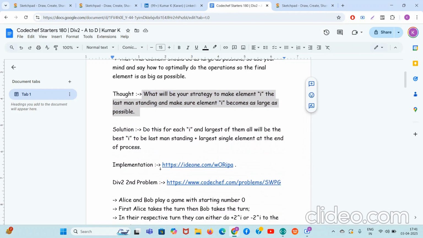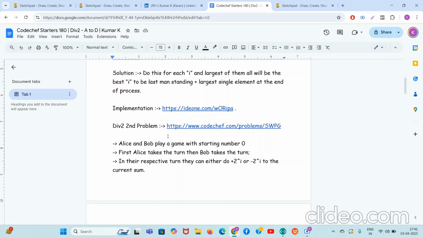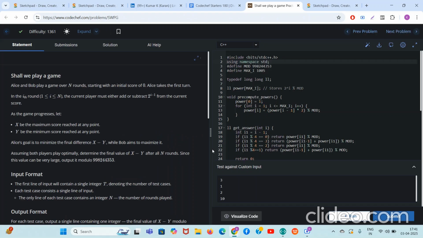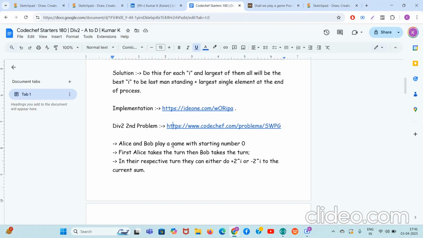The second problem is very interesting. Okay, let me open it up for you people. Yeah, this is a very interesting problem, guys. Trust me. Like, shall we play a game? Obviously, man. So, guys, Alice and Bob are playing a game. Okay, the starting number is 0.